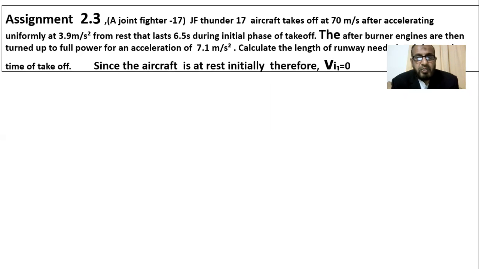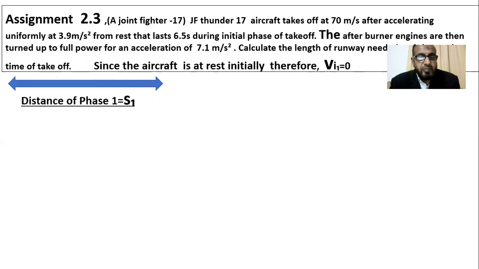Now we will calculate two things. Number one, the length of the runway and the time taken by the aircraft to take off. The runway consists of two parts. The first part of the runway is this, and this distance is taken as S1. This is the first phase distance, which is covered by the aircraft, and it is considered S1.